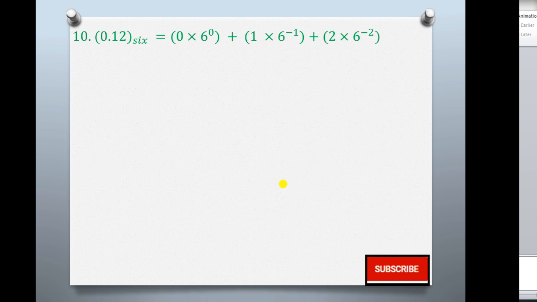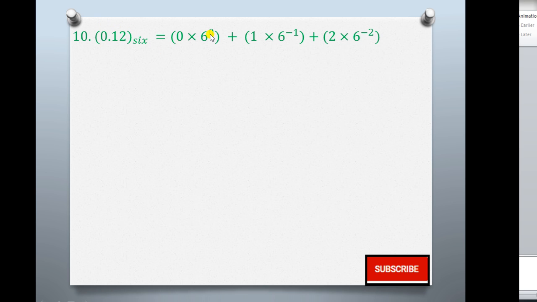Question 10 was telling us to convert this to base 10. So now we have 0.12 base 6 and we want to convert it to base 10. What do you do? You first award powers. For decimals, what is on the left, like in this case, 0, we are going to award a power of 0. Then whatever is on the right-hand side of the decimal, you award them negative powers. So 1 will take a power of negative 1 and 2 will take a power of negative 2.